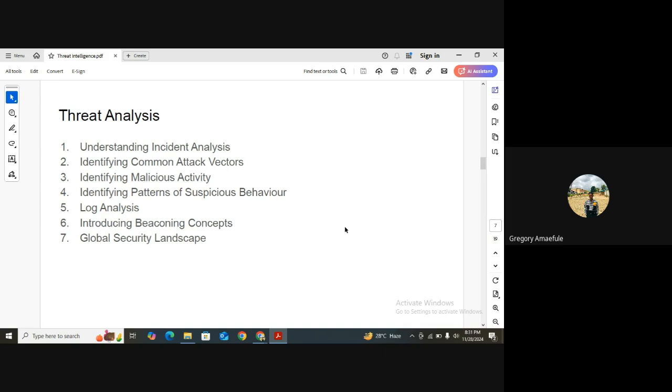We're going to try to identify malicious activities. So what kind of activities are we going to see on the systems that will alert us that, okay, the system is currently under attack? We're going to try to understand that. Then we're going to identify patterns of suspicious behavior. That's almost the same thing as the third one. Then we're going to learn log analysis. We're going to also learn about beaconing concepts. Then we're going to look at the global security landscape.